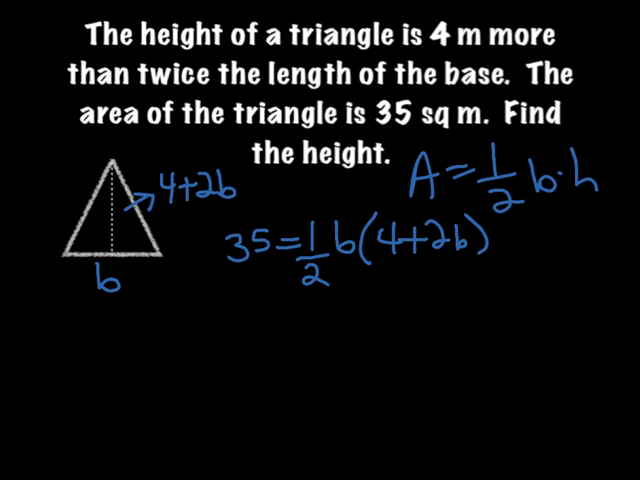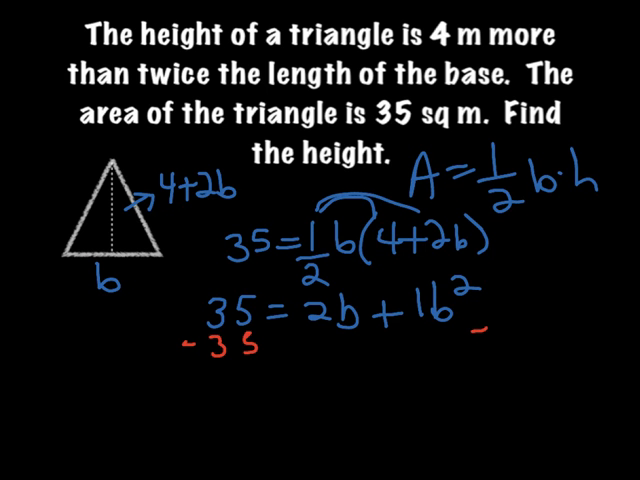And now I just need to solve for B. So I'm going to have to take 1/2 B times 4, 1/2 B times 2B, and that's going to give me 35 equals 2B plus 1B squared. So here's my quadratic equation. In order to solve it, I needed to have it equal to 0. So I'm going to subtract 35 from both sides. Keep in mind that there isn't a constant on the other side, so I can't really combine them.